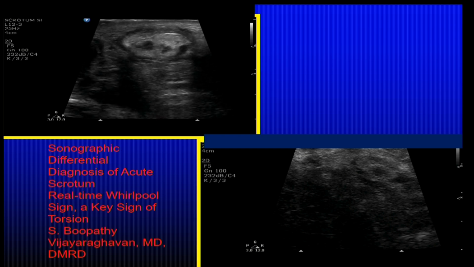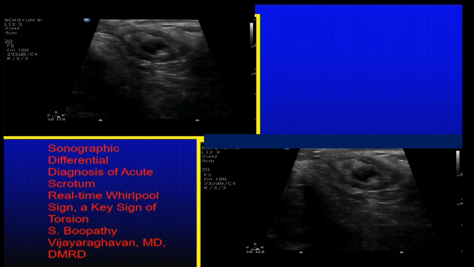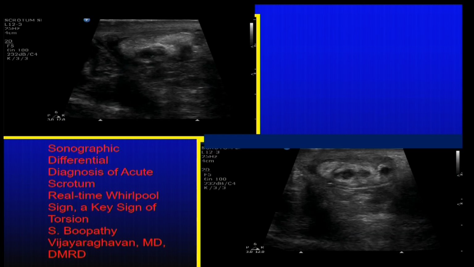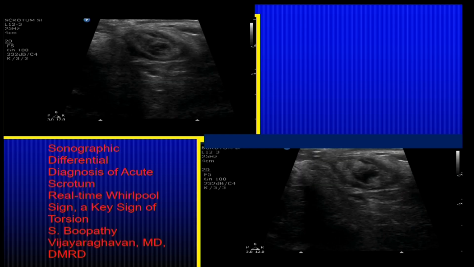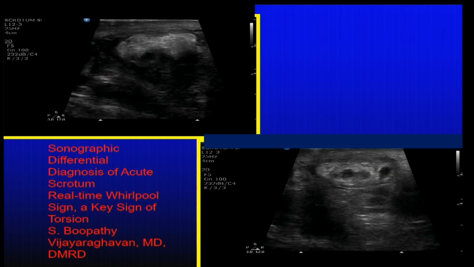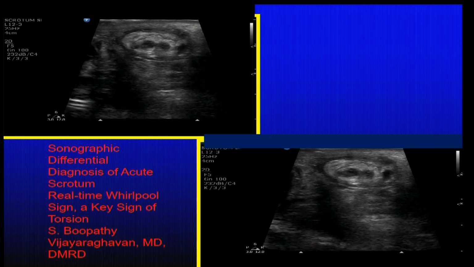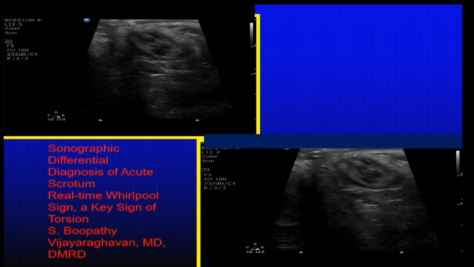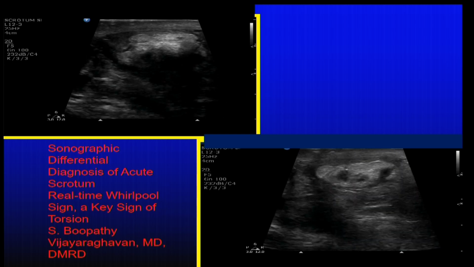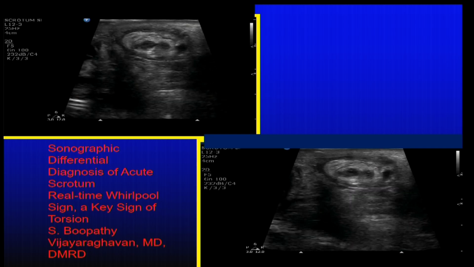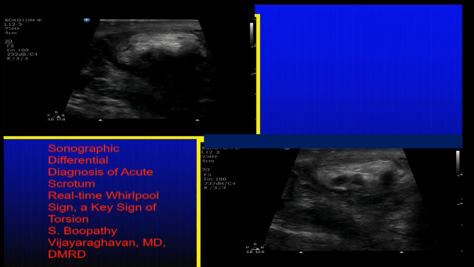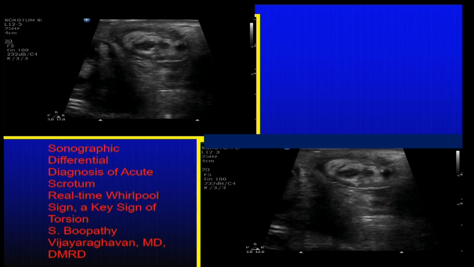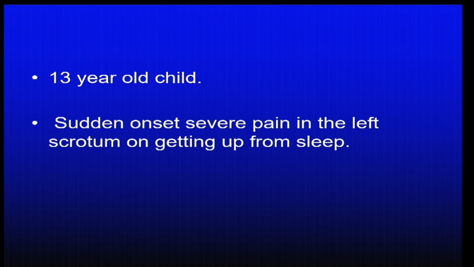So your job doesn't end with just putting color on the testes. Always go back and search the cord. A beautiful sign, described by our very own Bhupati sir, called the whirlpool sign. Wherever torsion is suspected in the human body, search for that side getting twisted, and that twist is seen beautifully in the cord. This was a whirlpool sign we demonstrated in this child, and we knew that we were dealing with torsion of the testes. Another case, a young guy with sudden onset pain.